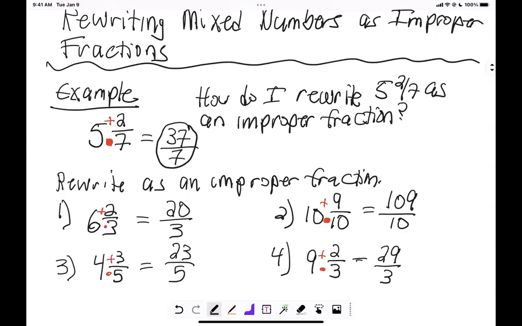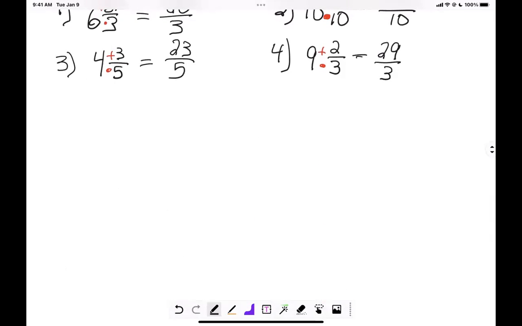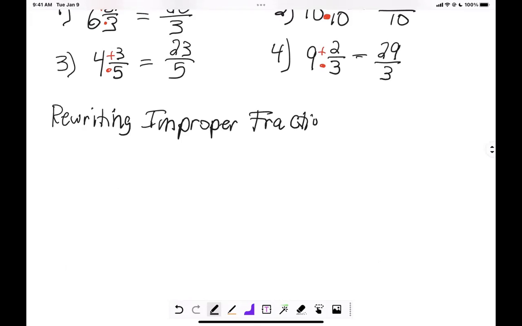Now, let's go backwards. That's sort of the easier way, going from a mixed to an improper. Now we want to go from improper to a mixed. And just scoot down a little bit. Okay. So we're rewriting improper fractions as mixed numbers. This is just a little bit harder.